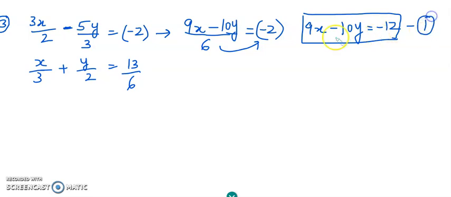Correct? Next, again, this is going to be a 6. So the common denominator is 6. This will be multiplied by 2 because the denominator is 3.